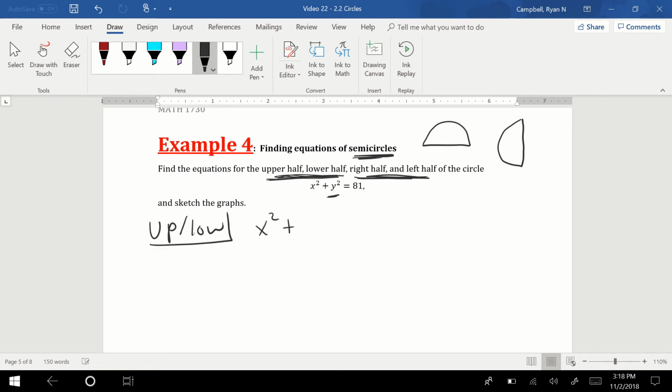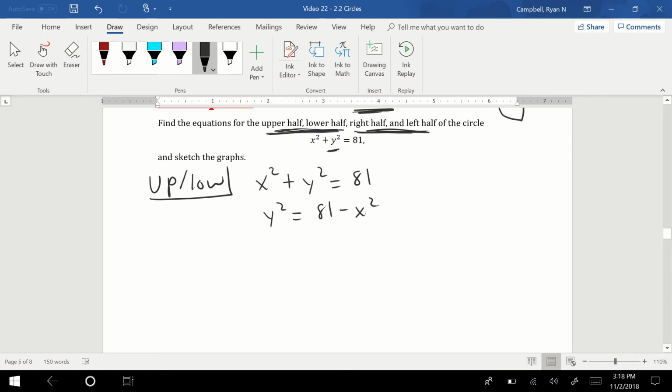So we got x squared plus y squared equals 81. Solving for y, we subtract x squared, and then we just take the square root. So y equals the square root of 81 minus x squared. So if you thought we were done, you forgot something. What'd you forget? Yeah, you forgot to do the plus or minus.